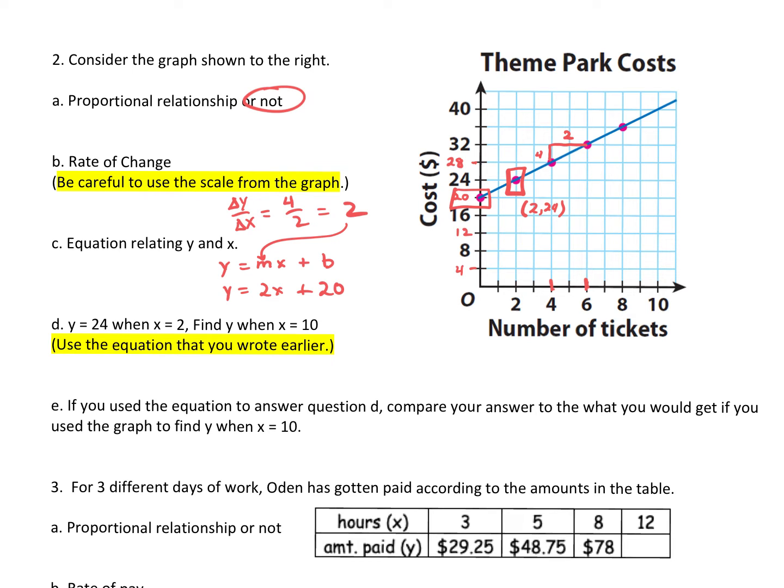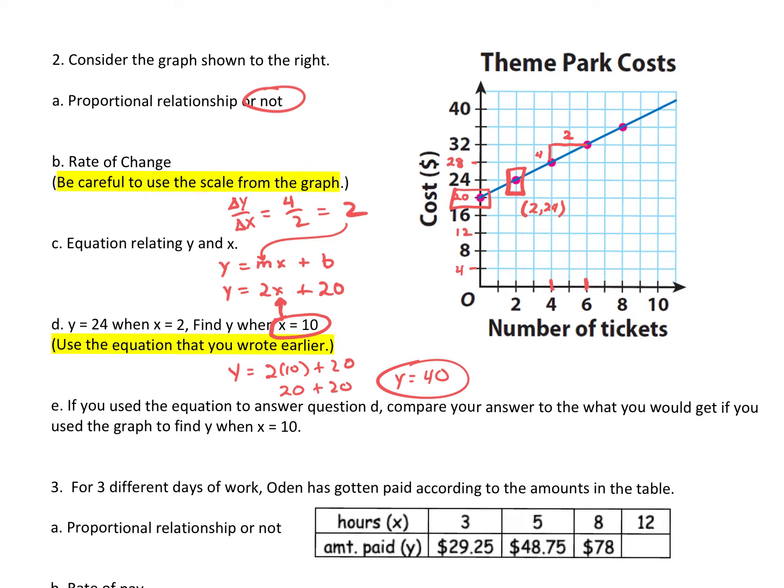Okay, now to do this one, we're going to take the x equals 10 and plug it into the equation right there, and y equals 2 times 10 plus 20. 2 times 10 is 20, so that's 20 plus 20. So y equals 40.